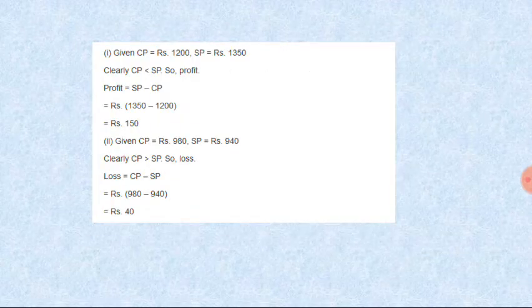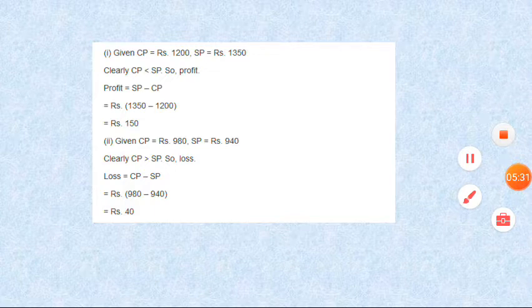Given cost price equals rupees 1200. Selling price rupees 1350. Is it profit or loss? It is profit, so the cost price is less than SP. Profit formula: profit equals SP minus CP. 1350 minus 1200, so we get the value 150. So the profit is rupees 150. Do you understand?